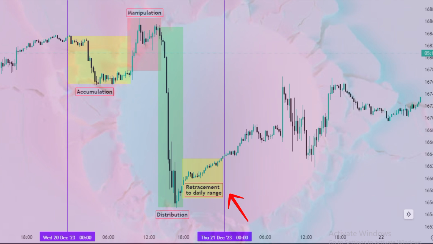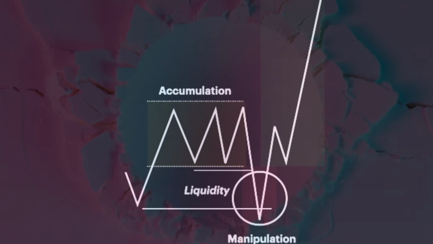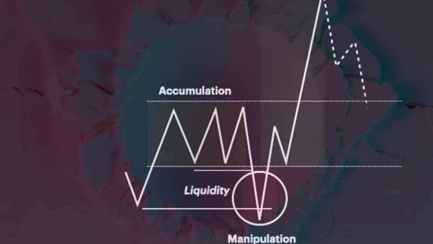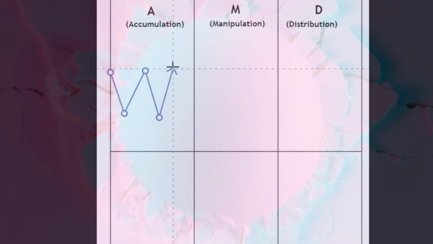In which market does ICT power of 3 work? ICT power of 3 or the AMD setup works in every market which follows time, the markets which have an opening and closing time, and that is why he emphasized trading sessions.